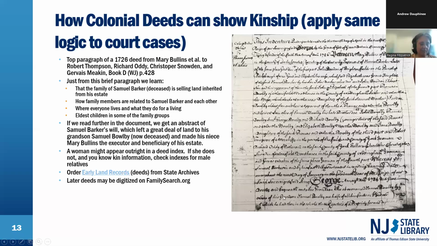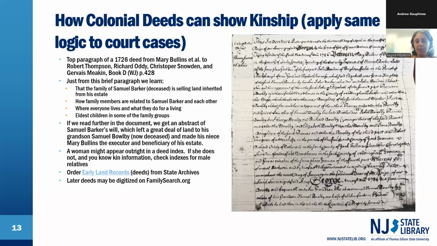Further down in this document, there is an abstract of Samuel's will where we get more details about the land that he owned, which is very cool, and explains how his grandson died and how his niece Mary came to inherit all of this wealth. In this case, Mary Bullens is indexed. She is the primary person selling land here.